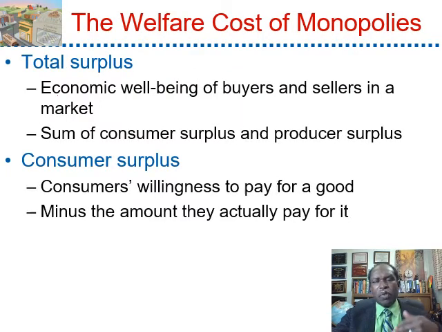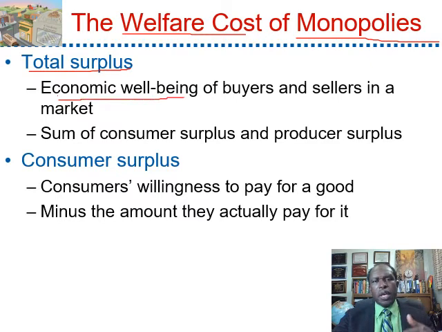Let me begin with the following question. How do you measure the welfare cost of monopolies? To measure the welfare cost of monopolies, we're going to talk about total surplus. What is total surplus? Total surplus is the economic well-being of buyers and sellers in the market. It is the sum of consumer surplus and producer surplus.